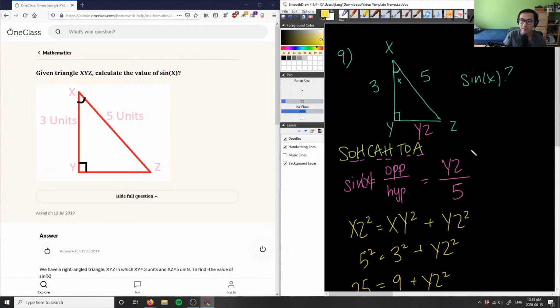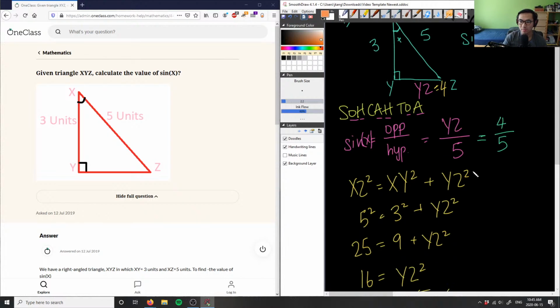So yz then is equal to 4, which means I can solve for sine x, right? So the ratio of sine x is opposite over hypotenuse, which is yz over hypotenuse, which is 5. And we know that yz is equal to 4. So we can say that sine x is going to equal 4 over 5. And this here is our solution. So therefore, sine x is going to equal 4 over 5. And this here is our solution for this problem.